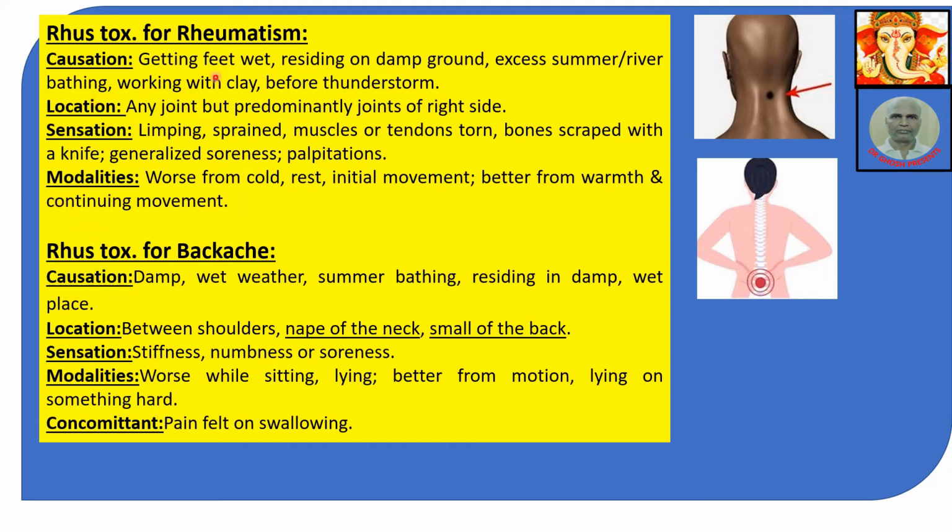So causation: getting feet wet, residing on damp ground, excessive summer, river bathing, working with clay before thunderstorm. Location: any joint, but predominantly joint on right side. Sensation: limping, sprains, muscle tendon torn, bone scraped with knife, generalized soreness, palpitation of heart actually. Modalities: worse from cold, rest, initial movement, better from warmth and continuing movement.